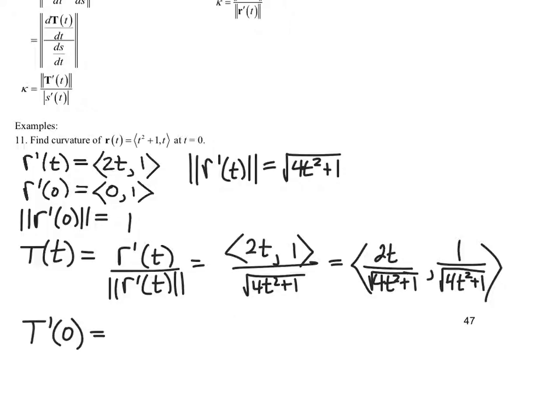Alpha y equals, put it in as a fraction, so 2x over the square root of 4x squared plus 1. And then same deal, just with a 1 on top.